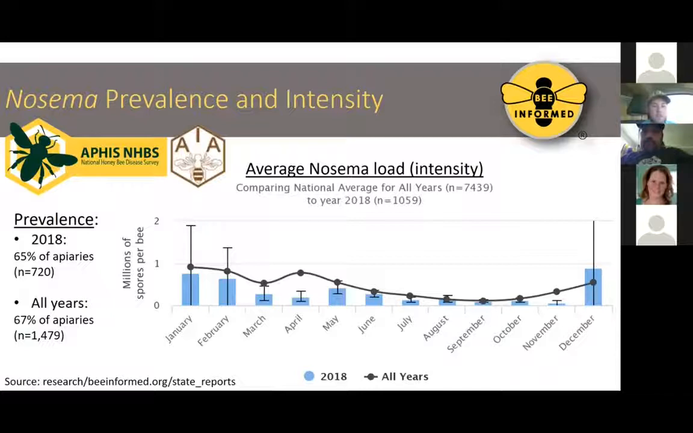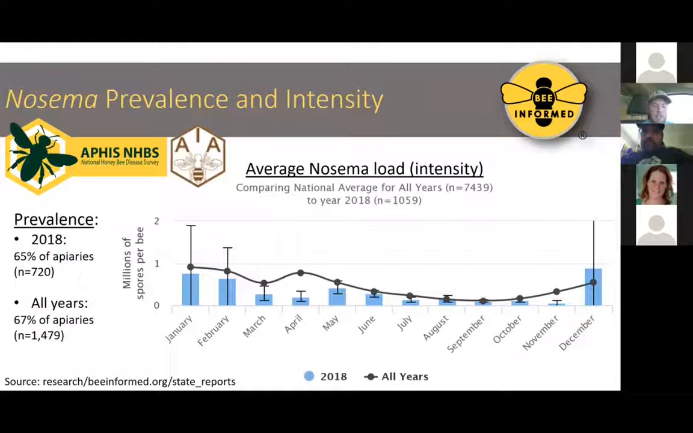Okay, so this graph here is the APIS longitudinal data in regards to Nozema. As you can see, in 2018, approximately 65% of apiaries tested positive for Nozema. This was assumed to be Nozema cerani. The infection intensity, or average Nozema load, as you can see there in the graph, is measured in millions of spores per bee. And you can see that it fluctuates throughout the season.